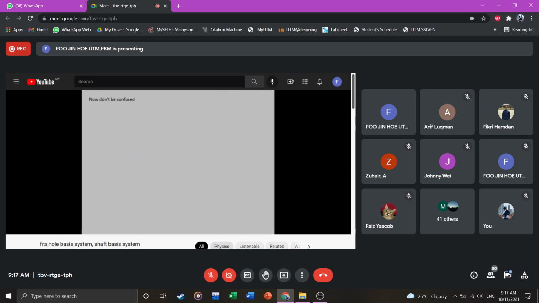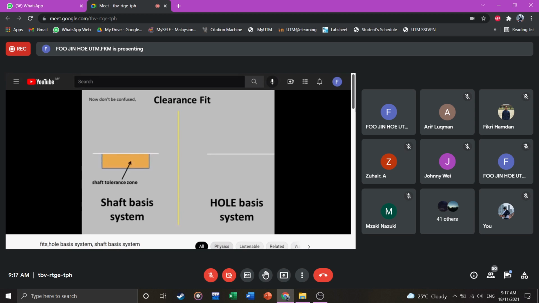Now, to avoid confusion, we will see clearance fit simultaneously in shaft basis system and hole basis system. This is zero line and this is shaft tolerance zone, whose upper limit is matching the zero line and chosen as fundamental deviation, small h. And this is hole tolerance zone, whose lower limit is matching the zero line and chosen as fundamental deviation, capital H.